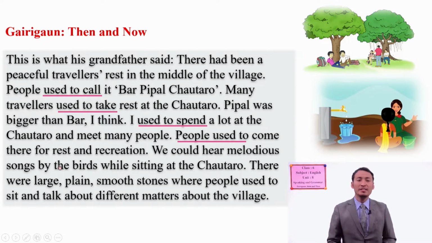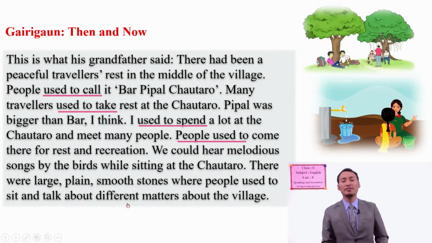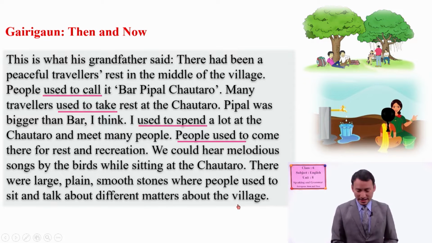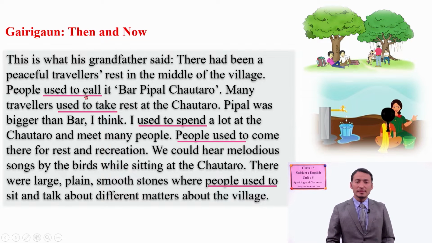And we could hear melodious songs by the birds while sitting at the Chautaro. There were large, plain, smooth stones where people used to sit and talk about different matters about the village. Again, we have here people used to. Okay, so we were asked to underline these words and sentences. Now, another task is to understand what they mean. So these words used to, as you can see, mean that something was in the past and that thing is not at the present.